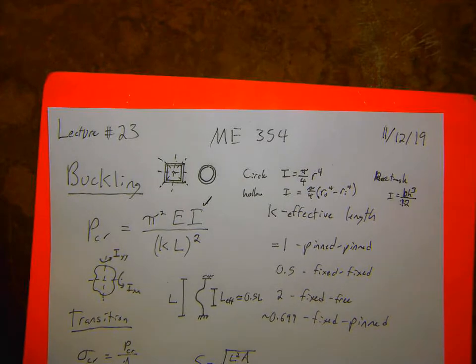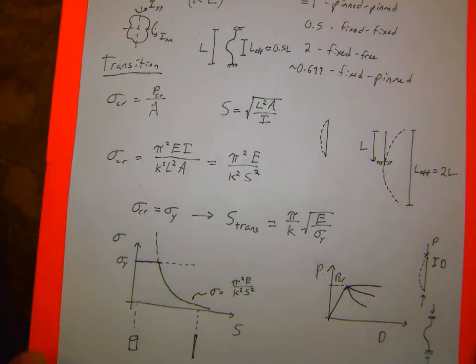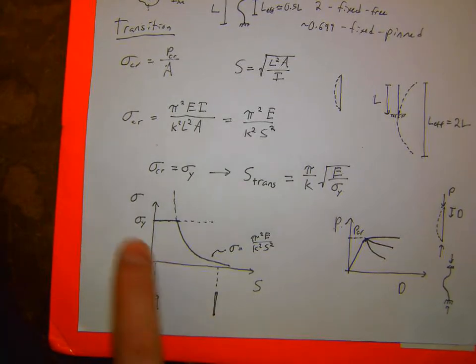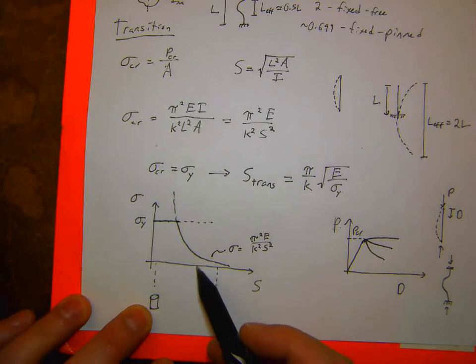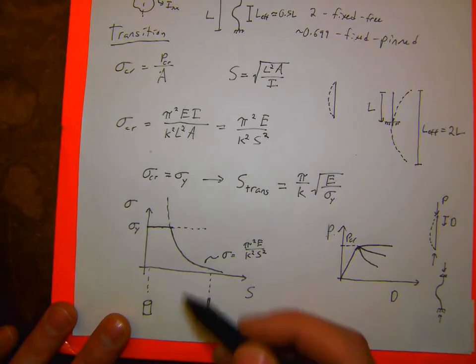Cool. So the next one. So I showed this slenderness equation here, or this slenderness relationship here. And in your lab, you shouldn't actually see things lining up perfectly along here. So I know, I'm going to tell you this right off the bat.